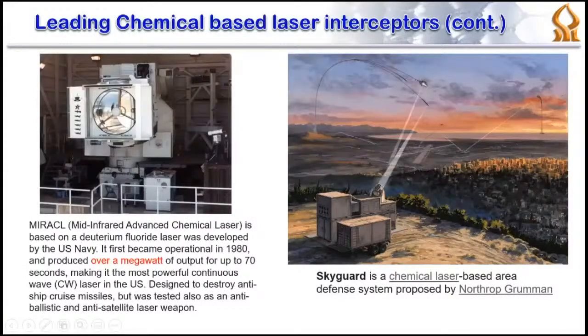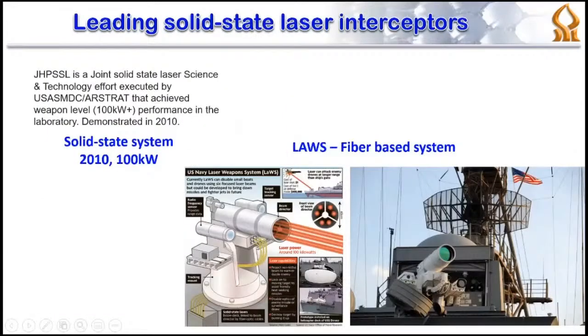Here you can see another laser, or let's say a test bed for a laser. It's called MIRACL, mid-infrared advanced chemical laser. And it did some experiments with over a megawatt in 1980. So this is a very, very powerful laser. And this is the hardest concept, I'd say, of a chemical laser that they proposed to develop. It's called the Skyguard, but this did not go forward in the US.